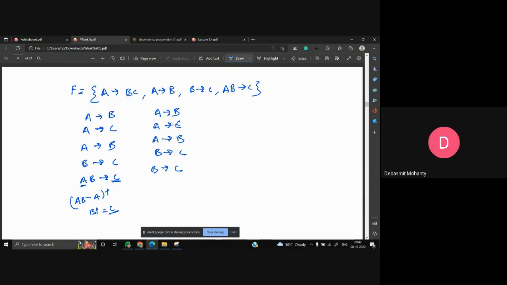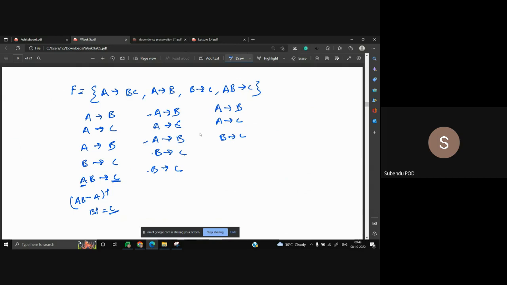You can see that A determines B and A determines B are duplicates, so you have to remove one. And here also B determines C, B determines C. You have to remove one, right? So you can write A determines B, A determines C, and B determines C. Up to this is clear. Now you have to check for redundant functional dependencies.